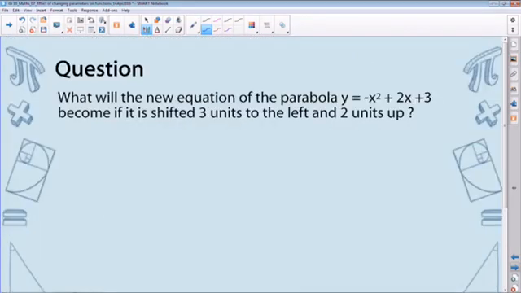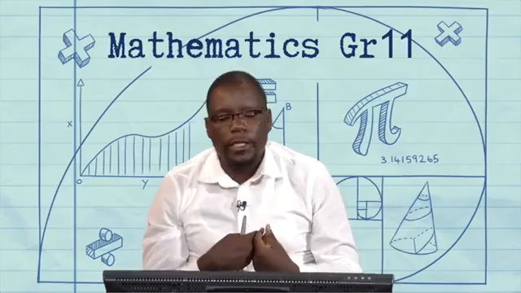Okay. Now, the next problem, as we continue with these transformations, we're asking ourselves some questions. What will the new equation of the parabola y equals minus x squared plus 2x plus 3 become if it is shifted 3 units to the left and 2 units up? Okay, let's work on this problem together with your partner, and then we can look at it together with me. All right, so you've got 2 minutes.